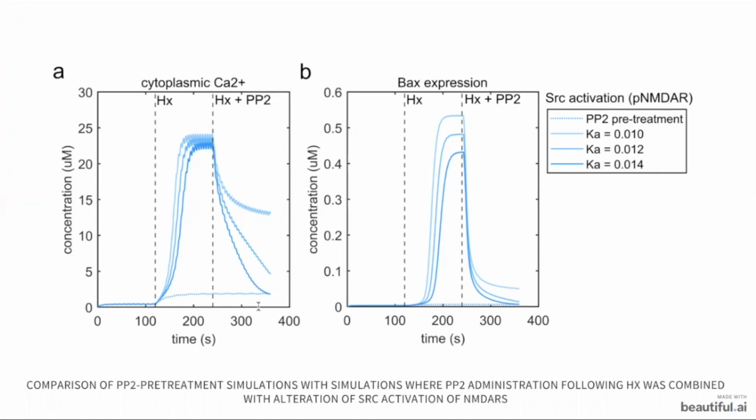And so these graphs show you essentially that if you compare PP2 pretreatment simulations with simulations where PP2 administration followed hypoxia, and you combine that with alteration of the interaction between SRC kinase and NMDA receptors, if you can change how strong that relationship is, then pretreatment clearly prevents that significant calcium influx and prevents that increased Bax expression. If you also increase the Ka of SRC activation of the NMDARs by just 20%, that will also give you a large drop in cytoplasmic calcium, and you'll get Bax expression that returns almost to pre-treatment levels. So that suggests to us that PP2 administration that follows hypoxia could still be beneficial, and clinically that could still be relevant, but that we could dramatically improve that effect by incorporating other small molecules that specifically target that SRC and NMDA receptor interaction.